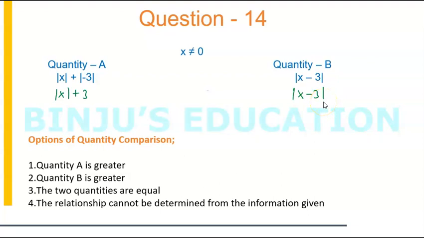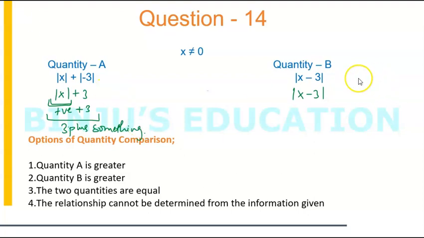Now x is not equal to 0. I have mod of x plus 3. Now this value mod of x will always be positive, and I'm going to add 3 to this, which means the result is always 3 plus something. Mod of x is always positive since x is not equal to 0, and you're adding 3 to it. You will always add something to 3. That's for sure.